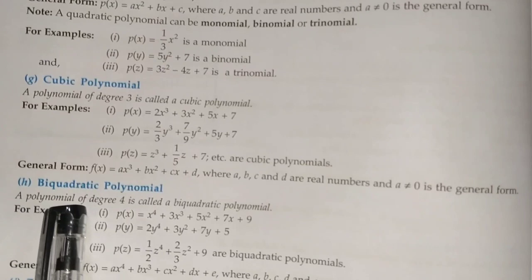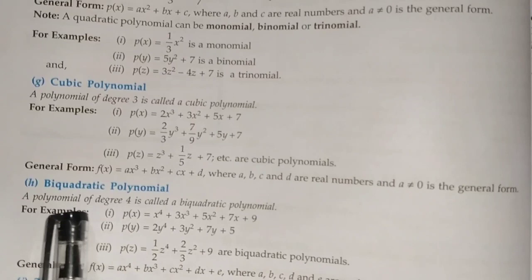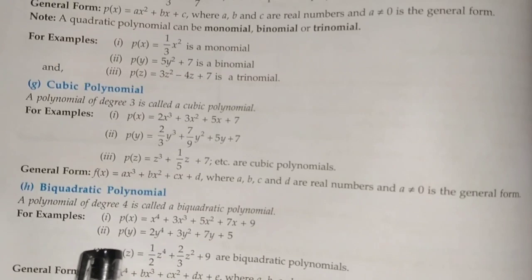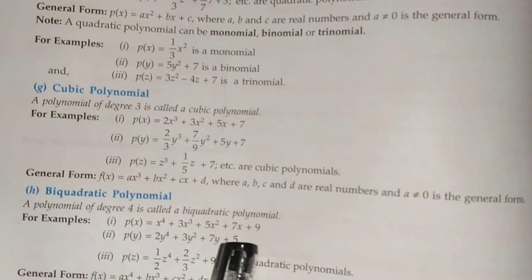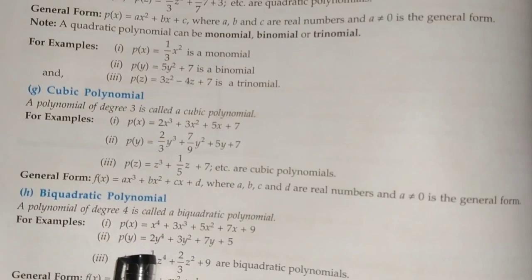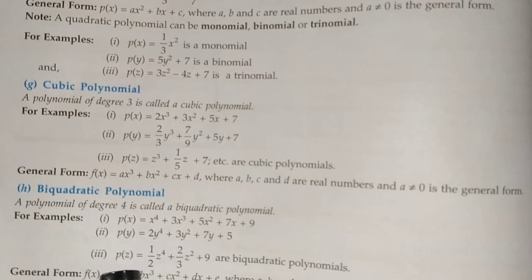Biquadratic polynomial. A polynomial of degree 4 is called a biquadratic polynomial. Polynomial ni degree 4 kena biquadratic polynomial. For example, sub number 1, px equal to x to the power 4 plus 3x cube plus 5x square plus 7x plus 9. You know degree 4. Sub number 2, variable y, degree 4. Sub number 3, variable z, degree 4.